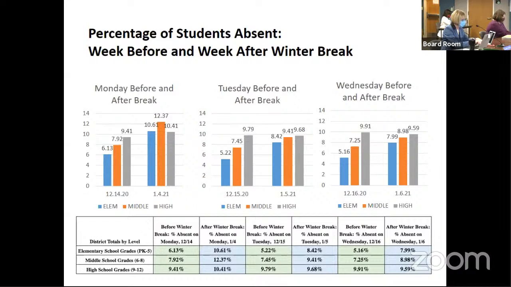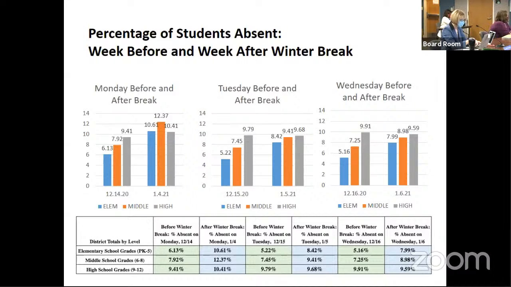We had about a 4% increase at the middle school level in absences that first day back. And from the Monday before to the Monday after winter break, there was a 1% increase in absences at the high school level. So if we look at Wednesday of last week, which was the last day that our staff did this kind of analysis before we got this presentation ready for the board.